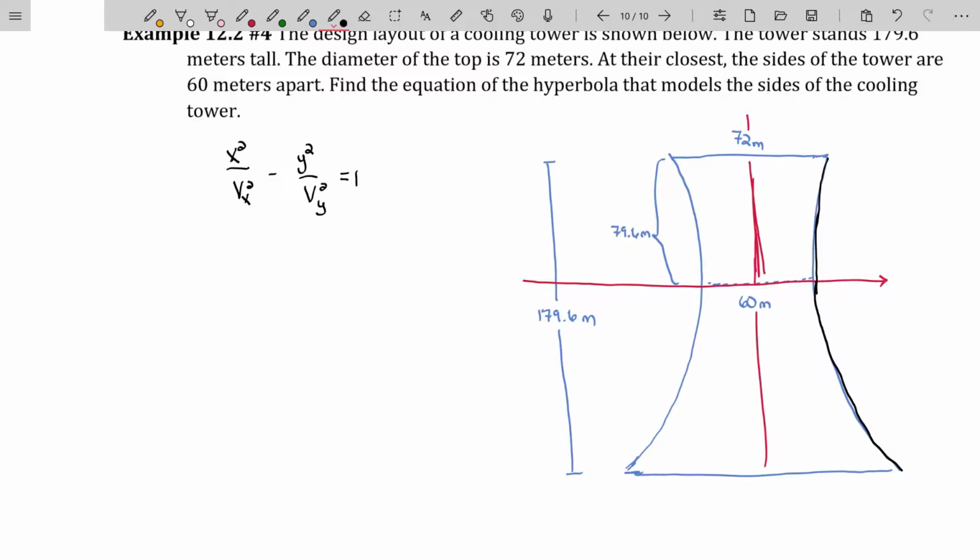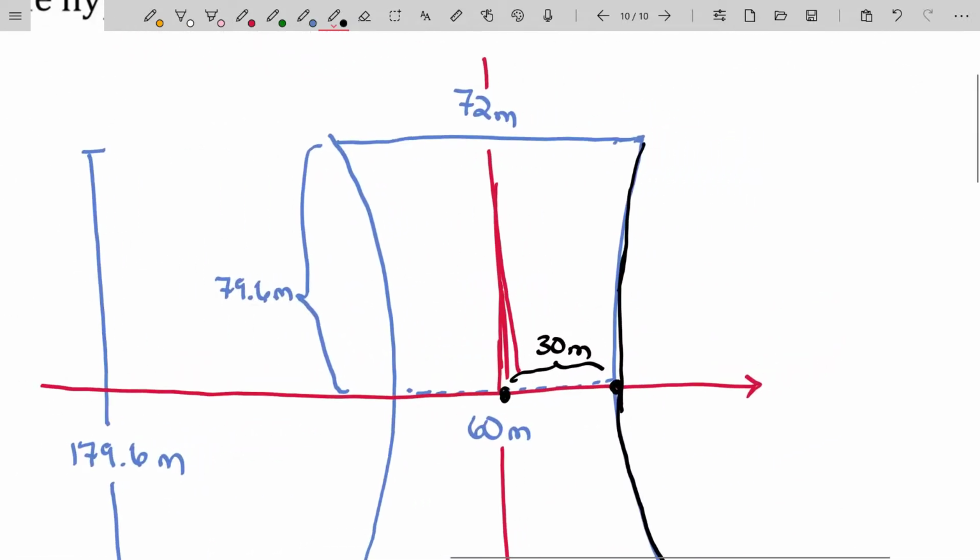And we know the distance from the center to each vertex here is actually 30 meters. So v sub x is equal to 30, not approximately, but exactly. So we're almost completely done with finding an equation for this tower. 30 squared is 900, so x squared over 900 minus y squared over v sub y squared is equal to 1. Now in this case, you can't find the focus just from our picture, and you cannot really find anything else directly from the picture. However, you do know a point on the curve.